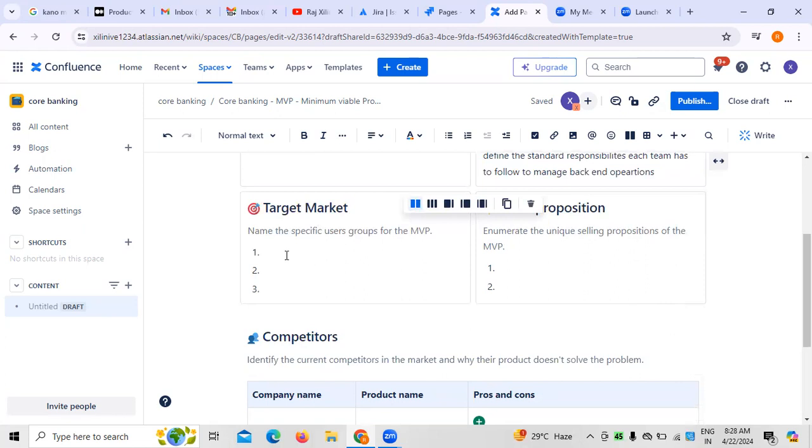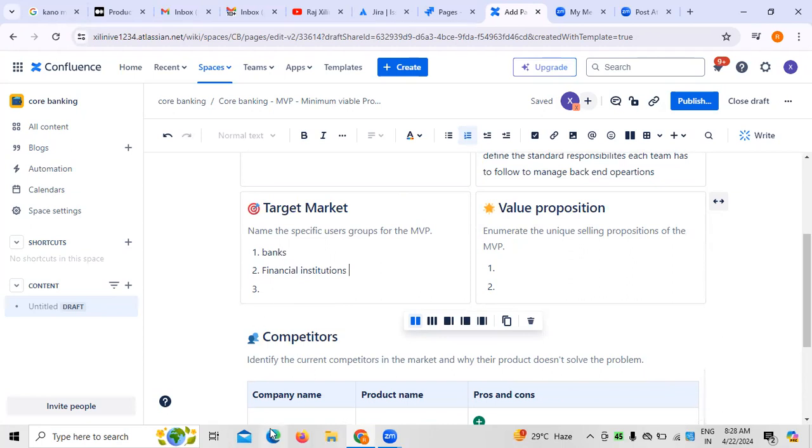Now here we need to specify who the targeted groups are: banks and financial institutions. These are the people we will be targeting. All these people come into the target market because core banking is being used by them.